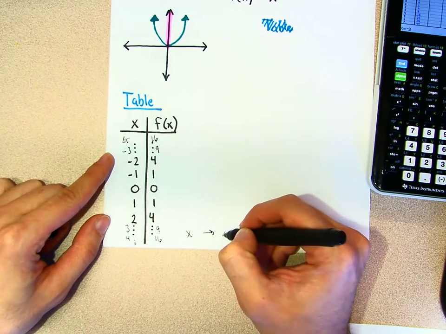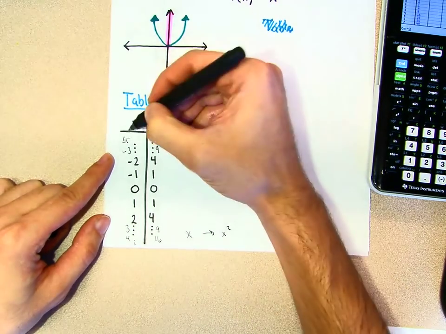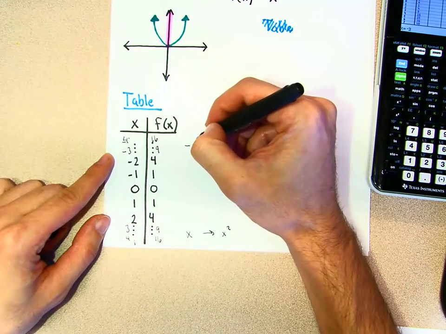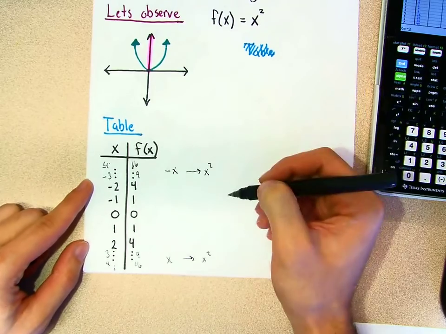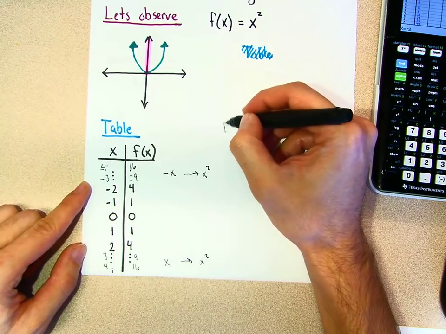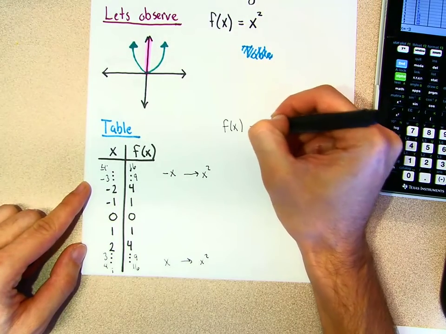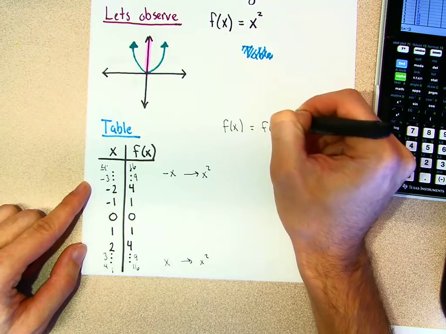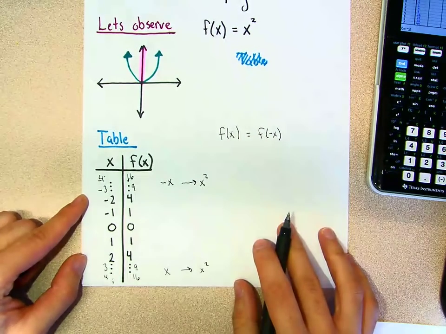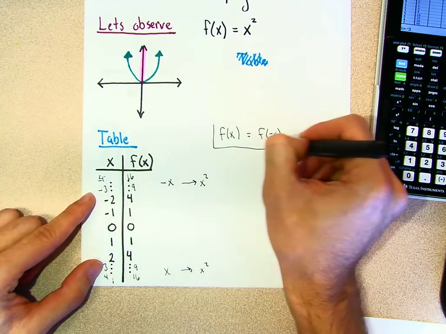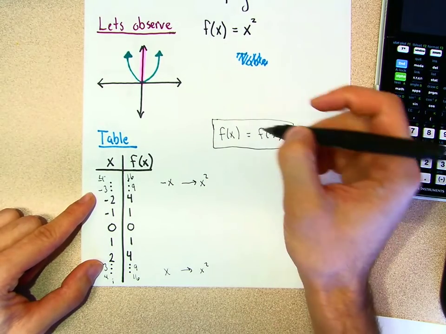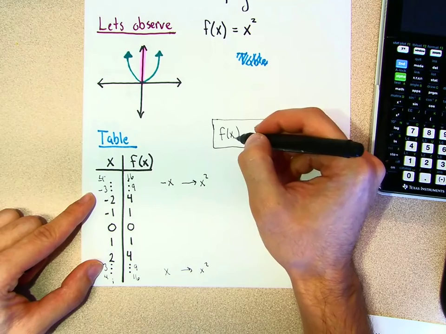Well, what happens if I have x? Then this has to be x squared. But then what's going to be up here? This is going to be negative x, and this will be x squared. So the idea is that f of x has to equal f of negative x. Okay? And just by saying that right now, you're probably thinking, what on earth are you talking about, Mr. G? This shows that it's even.